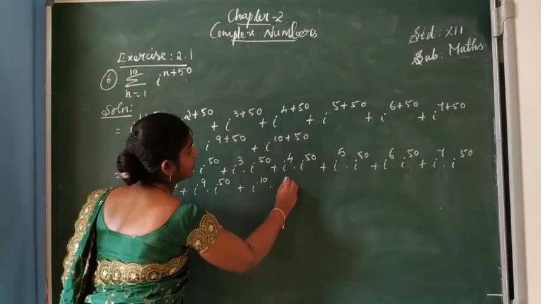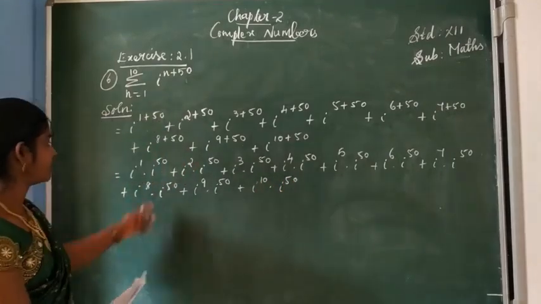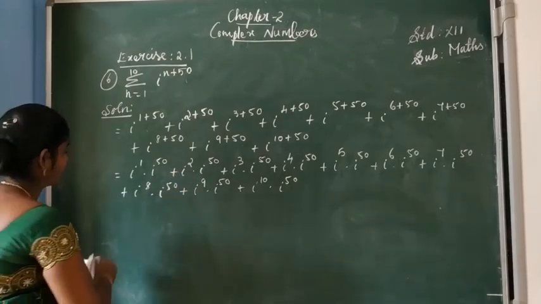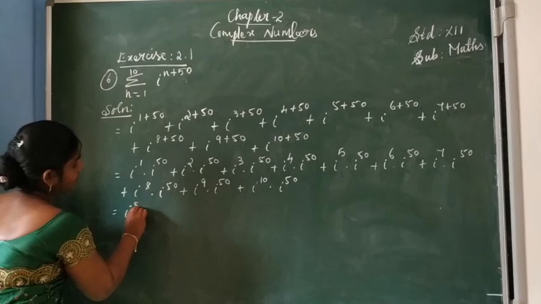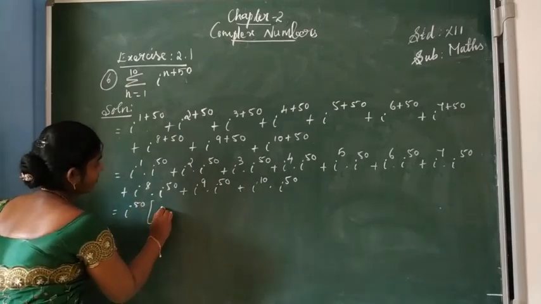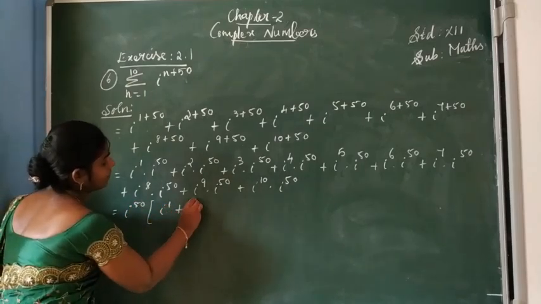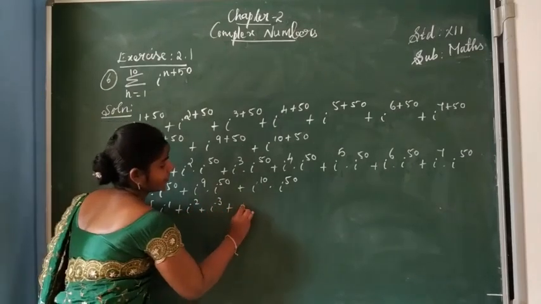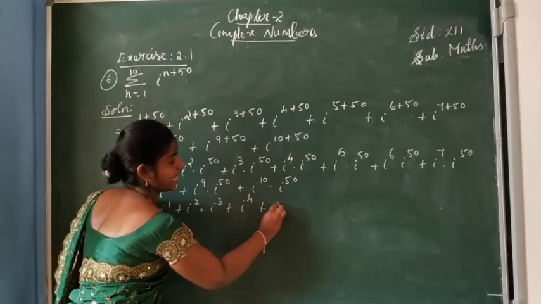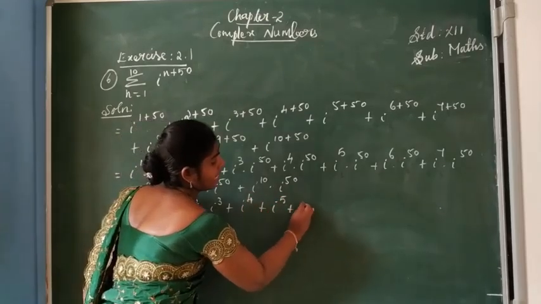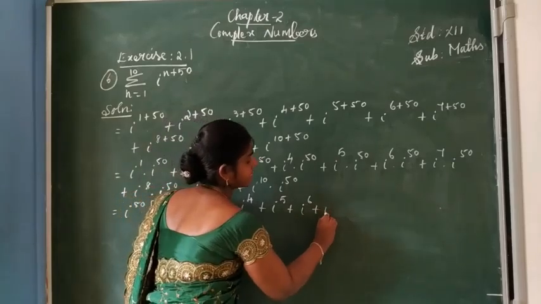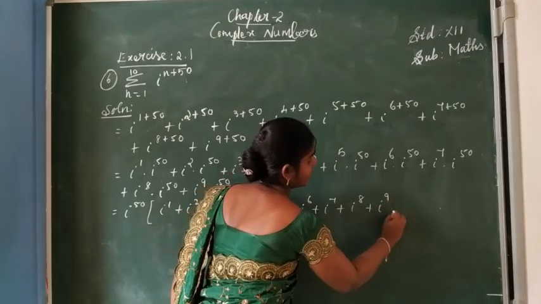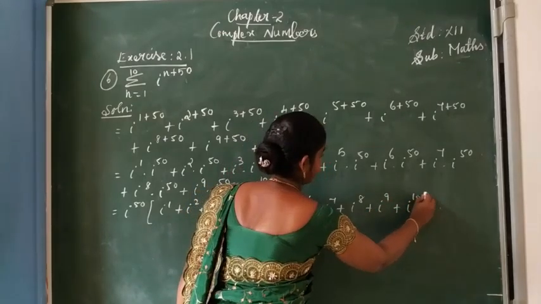into i power 50. So in these terms, i power 50 is common. We can take i power 50 outside. That's equal to i power 50 into i power 1 plus i power 2 plus i power 3 plus i power 4 plus i power 5 plus i power 6 plus i power 7 plus i power 8 plus i power 9 plus i power 10.